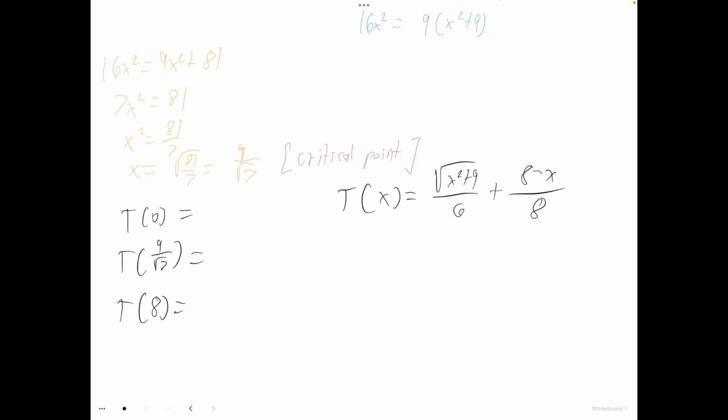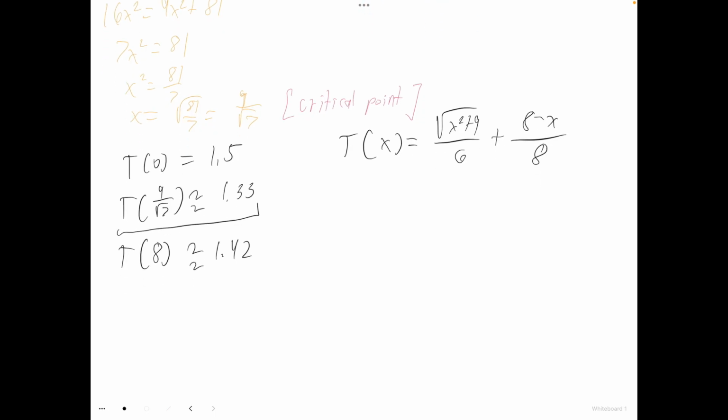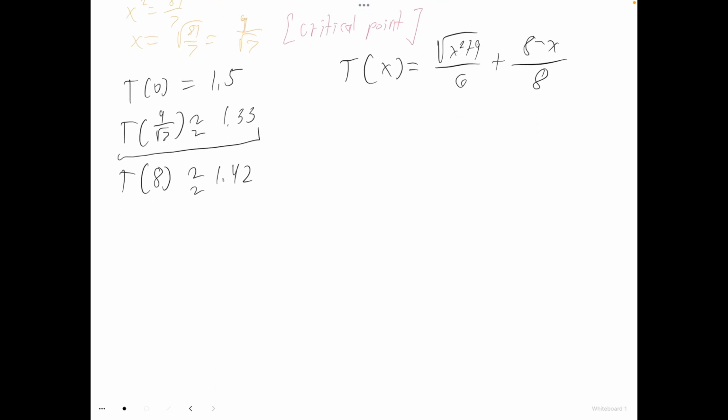So if you plug in 0, you get out 1.5. If you plug in 9 divided by the square root of 7, you get about 1.33. If you plug in 8, you get about 1.42. And so our minimum does happen at this 9 over the square root of 7. And so the smallest value occurs at 9 over the square root of 7.